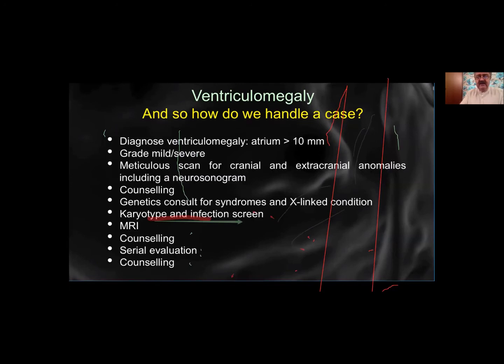So basically, we will do all of this, but equally importantly in managing an anomaly, the moment you find a finding, make sure there's been a meticulous scan and that the fetus has been referred for a neurosonogram, which is a highly specialized evaluation of the cranium, including a transvaginal scan. You need a genetic consultation and an infection screen, but before that, there has to be counseling. When these reports come in, counseling. Then, in case the patient decides to carry on, serial evaluation and counseling. The essence of managing lies in counseling.